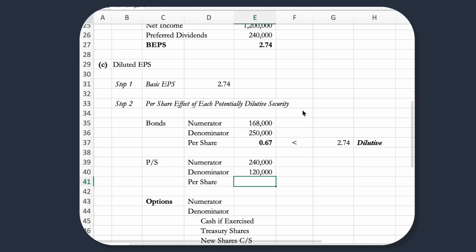To determine the per share effect, I simply divide the numerator by the denominator, giving me my per share effect of $2. Again, I'm going to compare this to my basic earnings per share, and I'll just type in 2.74, to determine whether or not that is less, and it is. So this is in fact potentially dilutive.